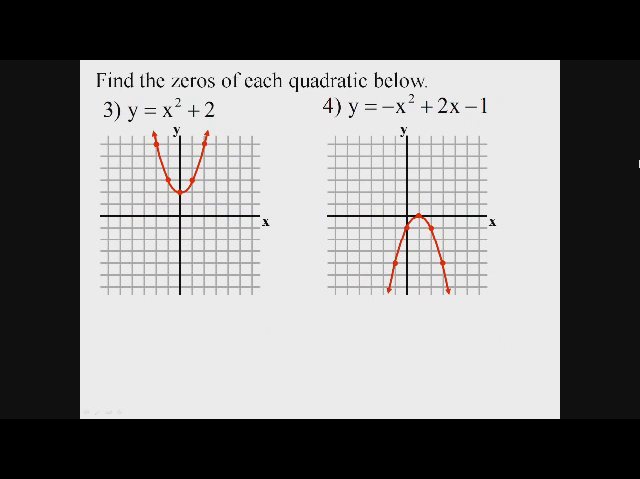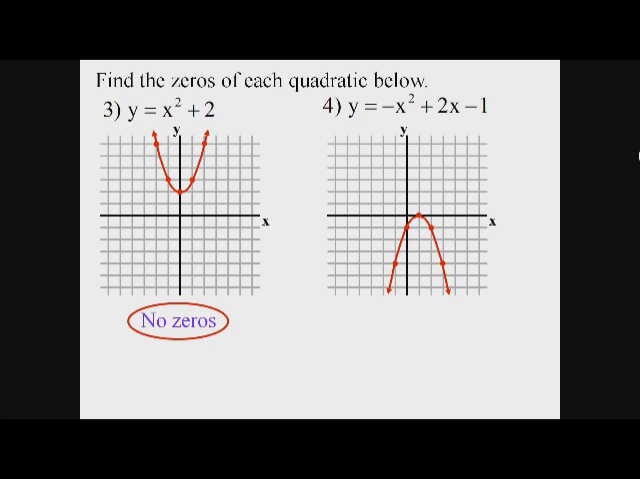Let's look at these two functions. In number 3, there are no x-intercepts. There's a y-intercept, positive 2, but there are no x-intercepts. This parabola actually lies above the x-axis and it never crosses it. So this parabola has no zeros, no x-intercepts.